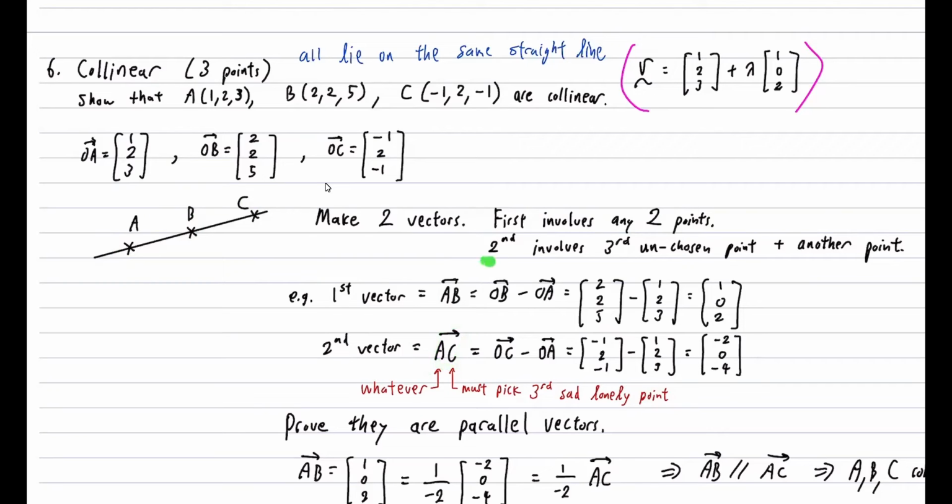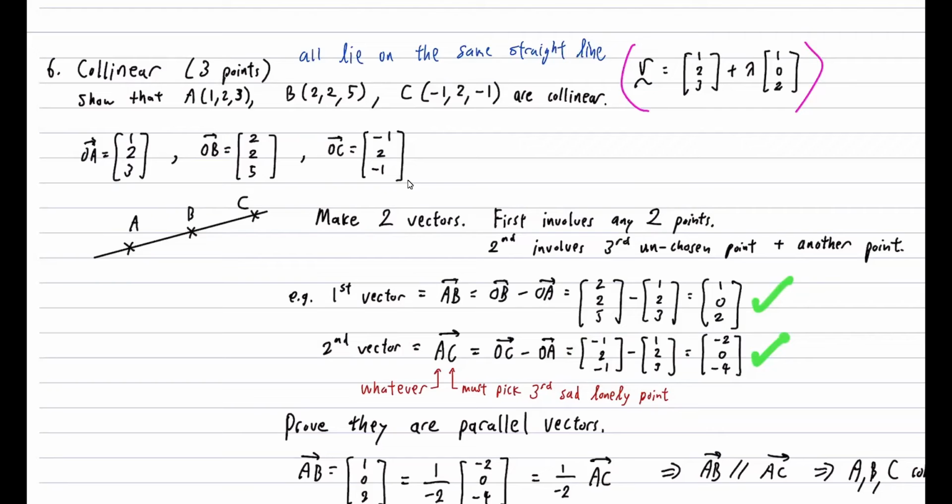The main point is that the second pair must involve the third unchosen point, which is point C, plus another point. The another point can be anything. Is that clear? Okay, good. So now you pick vector AC. Then of course, again, end minus start, OC minus OA, and so on. You get the working here. You can check yourself. At the end of the day, trust me, you get 102 and -20, -4. You can verify yourself later.